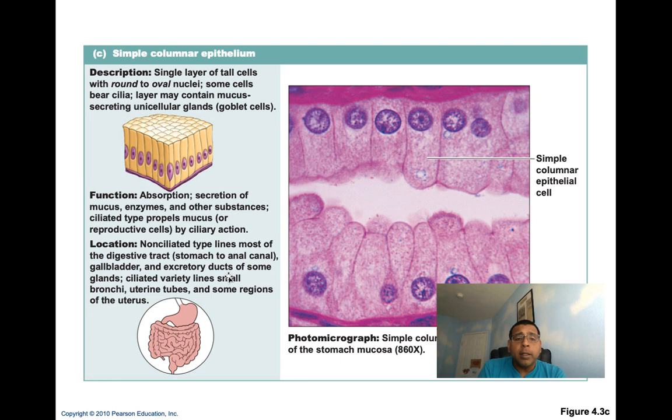Now, where do we find this type of epithelia? If we're talking ciliated types, we'll see them in the reproductive tract, the uterine tubes more specifically, and some regions of the uterus. Also lining the small bronchi. Now, the non-ciliated type, the type that does not have cilia, is going to be found lining most of the digestive tract, from the stomach to the anal canal, the gallbladder, and then the excretory ducts of some of the glands will have the non-ciliated type there as well. So this is all simple columnar epithelium.